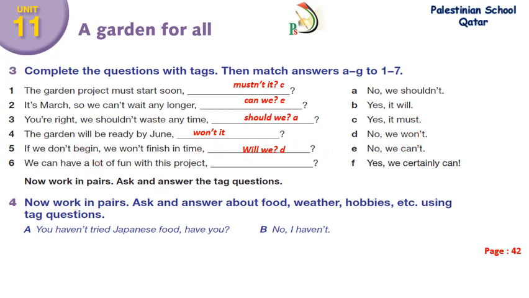Number 6. We can have a lot of fun with this project. Yes, it's very easy. Really, it's very easy. Are you tired? No, it's very easy. Yes, very good. Can't we? F. Yes, we certainly can.